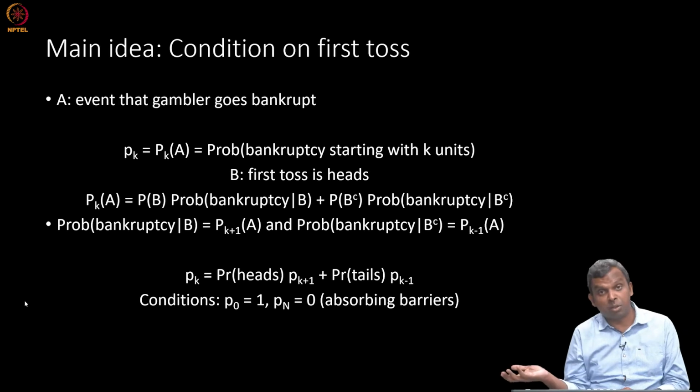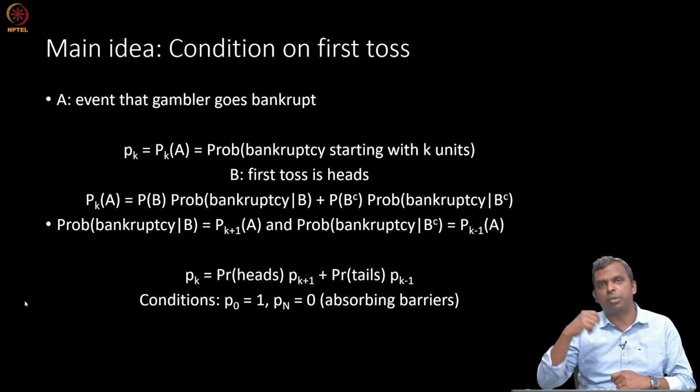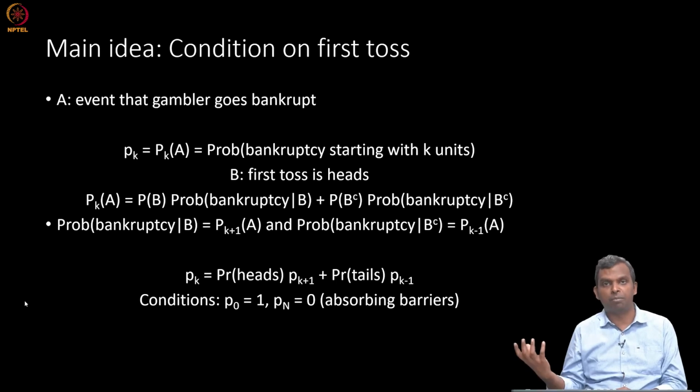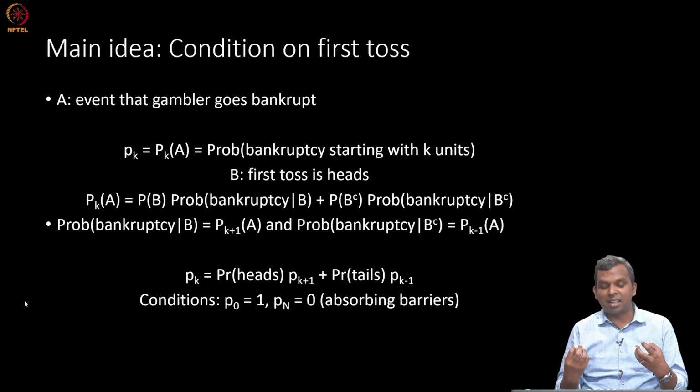Now the same thing happens with B complement. On the other hand, in B complement, the gambler gives 1 unit of money to the casino. So he's lost a unit of money, and his amount of money now is k minus 1. So the conditional space is such that probability of bankruptcy given B complement is going to be Pk minus 1 of A. So that identification that the conditional spaces are related to k, this k controls everything.